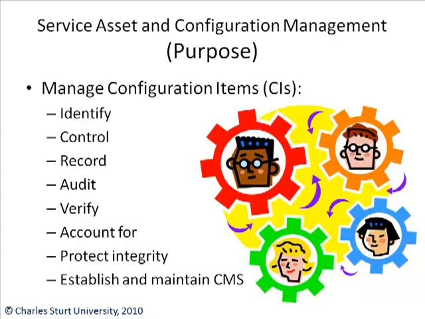We want to audit them every now and then, because we need to verify whether the information is accurate and up to date, and not out of date. We want to account for all our items, because they represent money. They often represent business productivity capability. We want to protect the integrity of the information, and we want to establish and maintain a so-called configuration management system that's going to contain all this information.